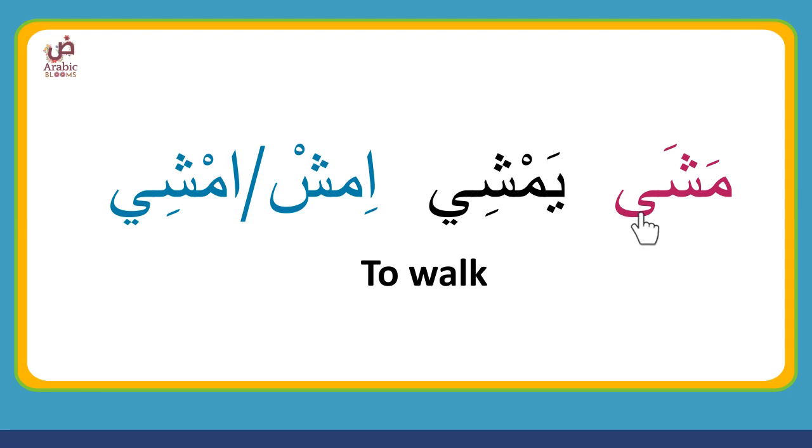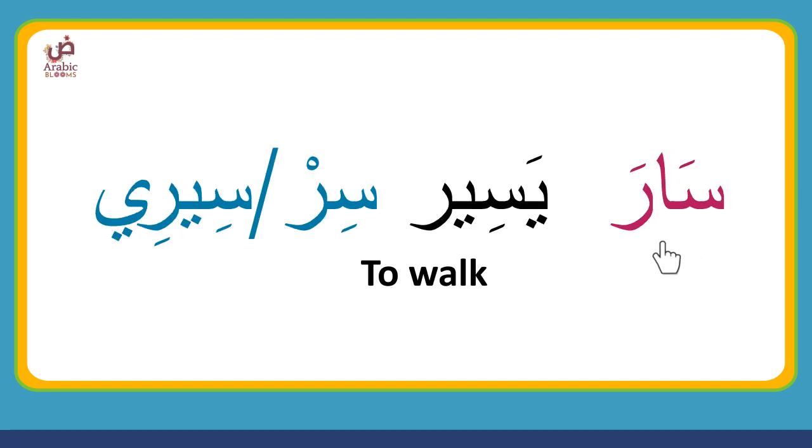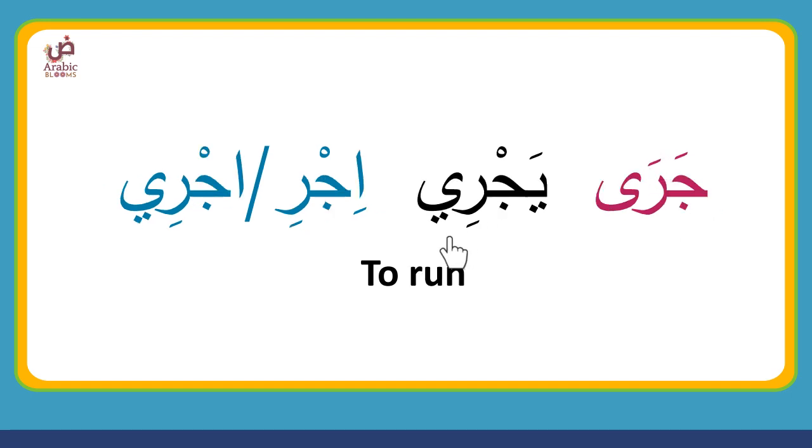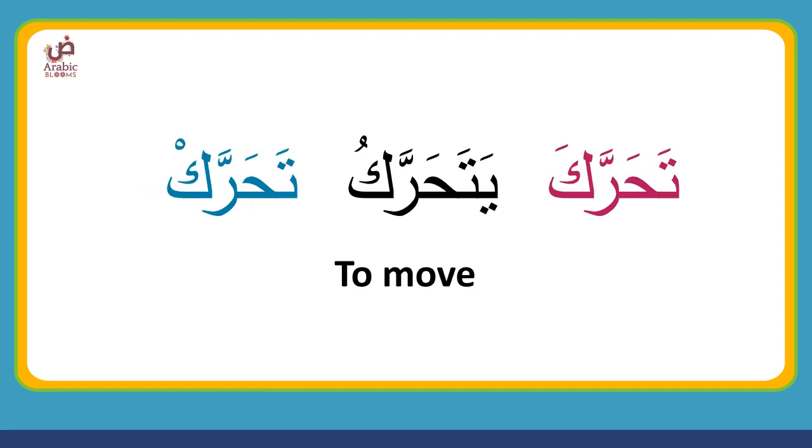مشى, this is ألف لينة. يمشي, this is ياء with 2 dots below. امشي, this is masculine, امشي feminine command tense. سار, يسير, سر and سيري, the same as امشي. جرى, يجري, اجري and اجري. تحرك, يتحرك, تحرك. تحرك, this is the past, يتحرك, تحرك command. And for feminine will be تحركي adding ياء.